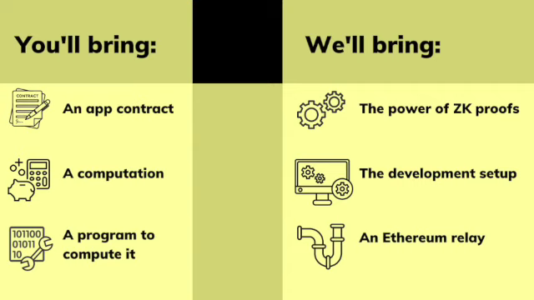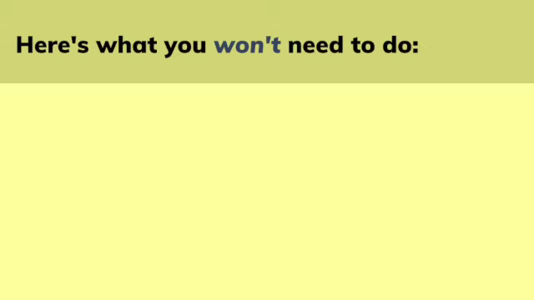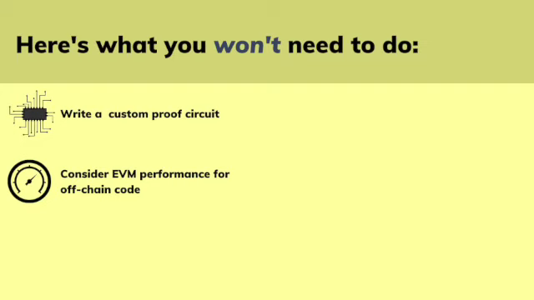So here's some things we're not going to ask of you, and I wanted to cover these because you only have 24 hours to work on a project. So you don't have to write a custom proof circuit in a weekend or at all. You don't have to think about EVM performance for your off-chain code. I mean, you still do have to care about performance, but you're trying to write good Rust. And you're not running this inside of the EVM.